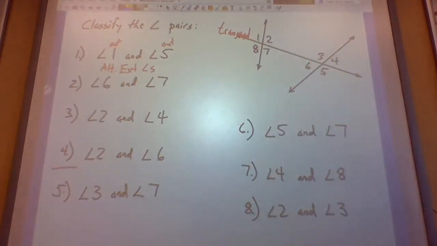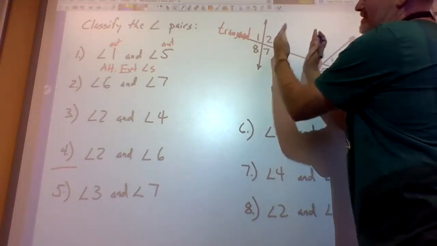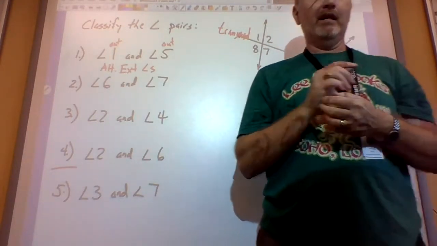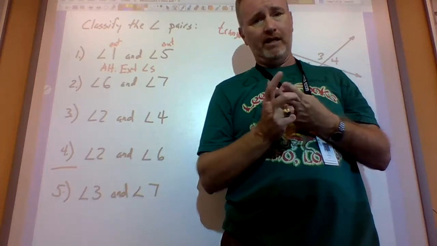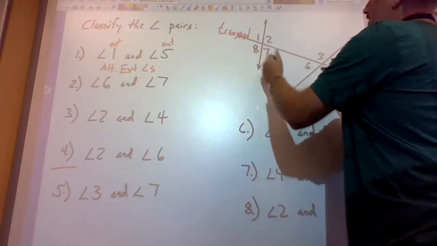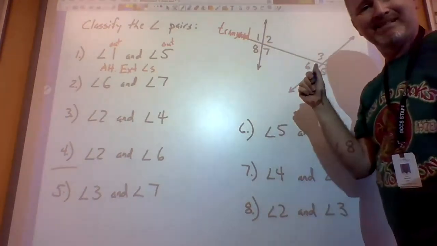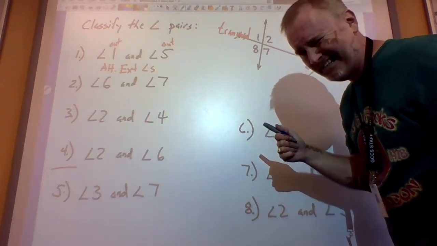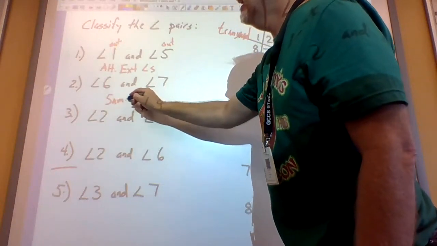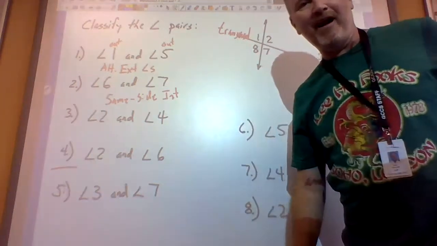6 and 7. Okay. 6 and 7, or here they are. They're both on the inside. So they're interior angles. So that means they're either going to be same side interior or alternate interior. Those are your only 2 choices when they're both on the inside. So 6 and 7, they're both underneath the transversal, so they're both on the same side of the transversal. So they are same side interior. Easy stuff, right? Easy stuff.